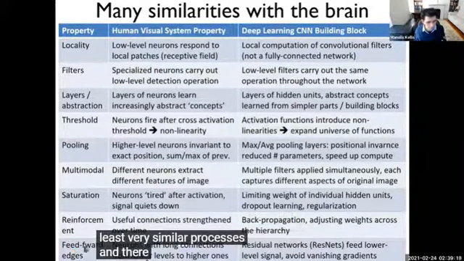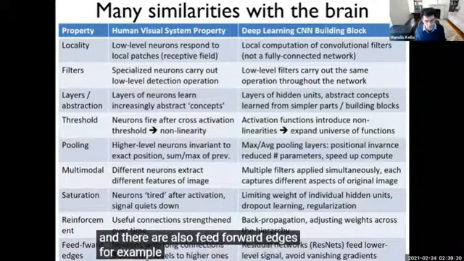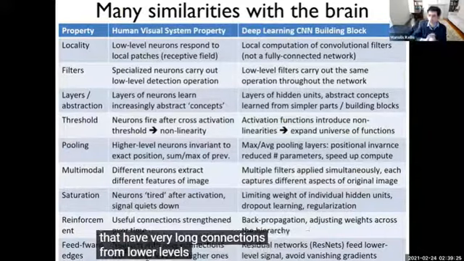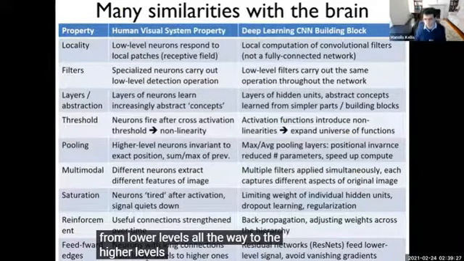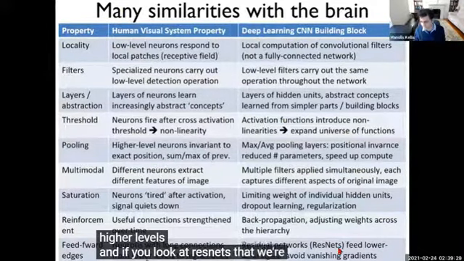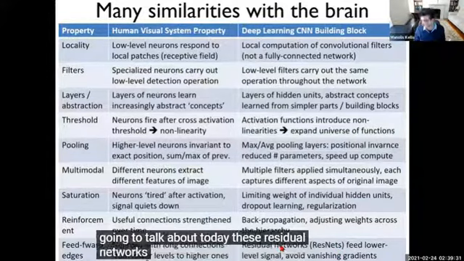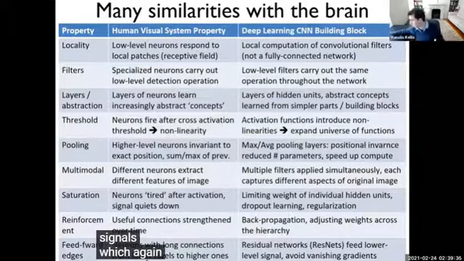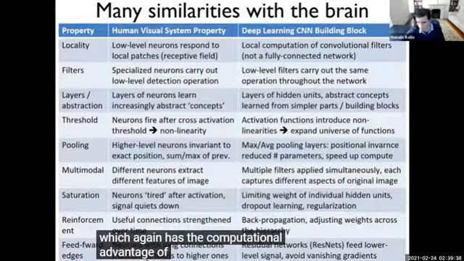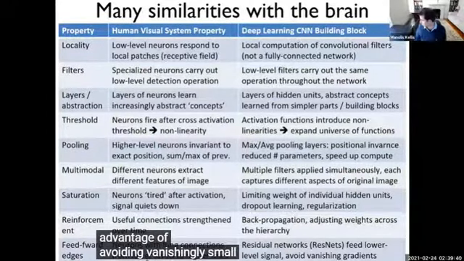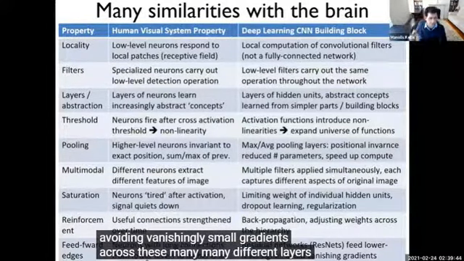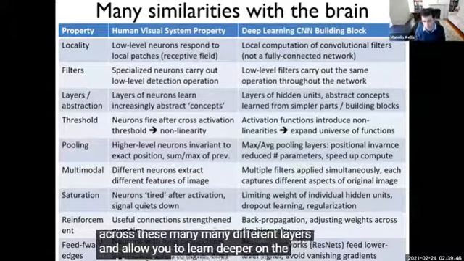And there are also feed-forward edges, for example, inside our brain. There are some neurons that have very long connections from lower levels all the way to the higher levels. And if you look at ResNets that we're going to talk about today, these residual networks are in fact feeding these lower level signals forward, which again has the computational advantage of avoiding vanishingly small gradients across these many different layers and allows you to learn deeper architectures.